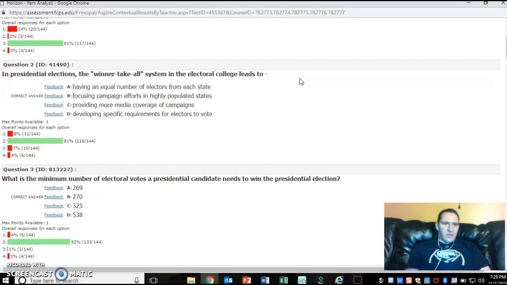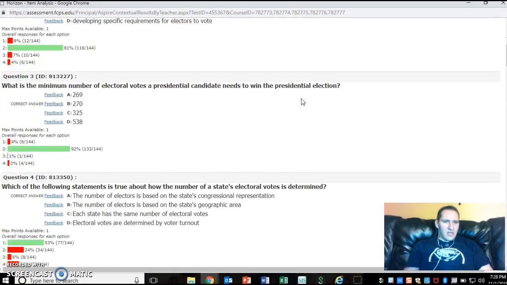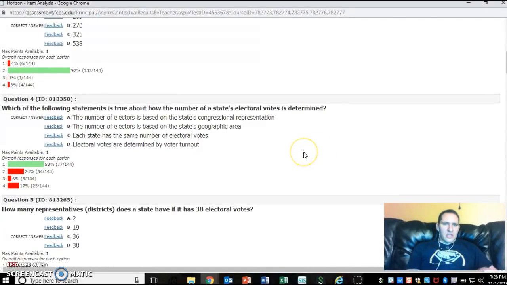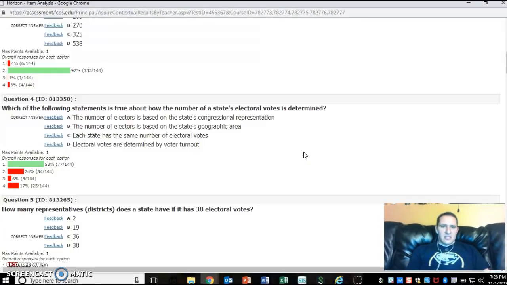Number 2, another one. Winner take all. You focus on highly populated states. Get those big numbers. The Californias, the Texases, the Floridas, the New Yorks. Okay. Number 3, you did well. Number 4 sure was a tough one. And remember, we talked about congressional representation and highly populated states as the one thing that they focus on, right?